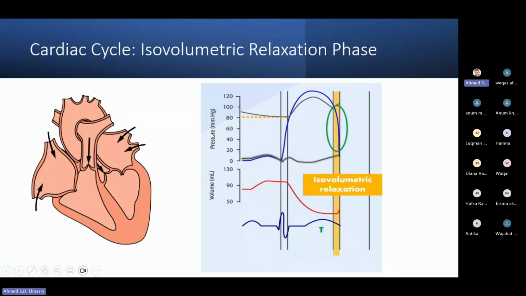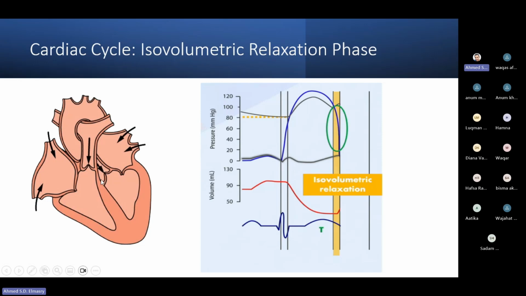Going to the next phase, which is the isovolumetric relaxation phase. Here, after the ejection of the blood from the left ventricle, the aortic valve will start closure again.